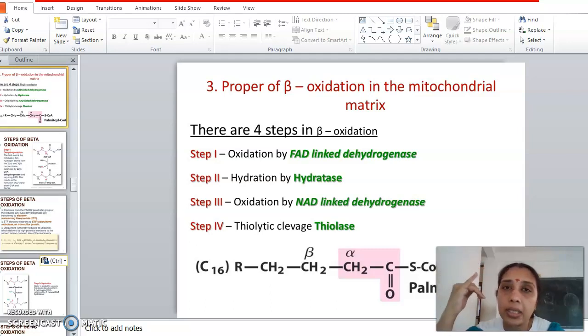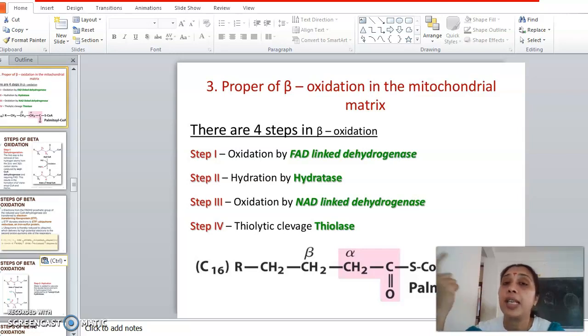First, activation happens where the fatty acid is converted to fatty acyl CoA. This happens in the cytoplasm and is carried out by specific thiokinases or specific acyl CoA synthetases. Short chain fatty acids are activated by short chain fatty acyl CoA synthetases or fatty acid thiokinases. Medium chain fatty acids are activated by medium chain fatty acyl CoA thiokinases or fatty acyl CoA synthetases.